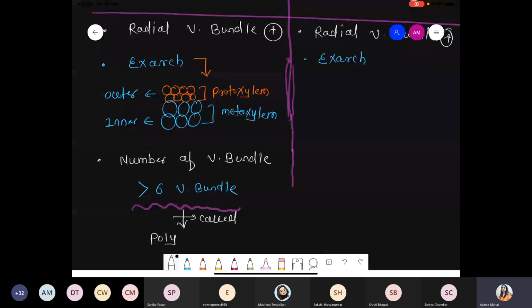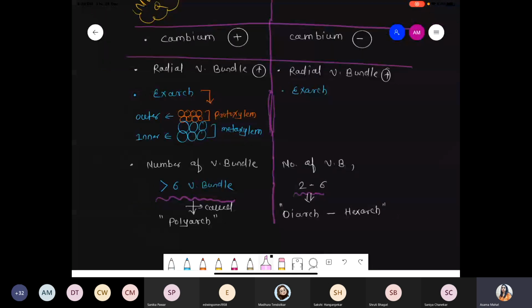When we complete this point with the monocot, the monocot has a limited number of vascular bundles, and the number present in the monocot lies between 2 to 6. Such a condition is called diarch to hexarch: 2 is diarch, 6 is hexarch. So the diarch to hexarch condition is present in the monocot. The radial vascular bundle and the exarch condition are common points here. But the variation with respect to the vascular bundle is the number of vascular bundles. In the dicot, normally more than 6 vascular bundles are present, and in the monocot, 2 to 6 vascular bundles are present.